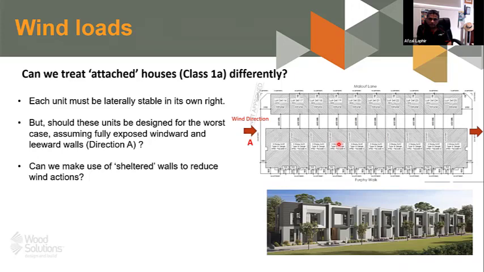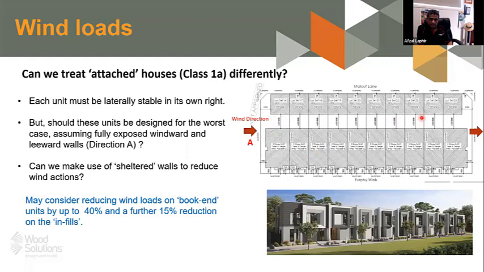These are genuine questions that you can ask yourself, and then you can even talk to an engineer about it. In my personal opinion, there is an opportunity to reduce the wind loading on the bookend buildings, which are the two ends here, by about 40% because they're sheltered, and a further 15-20% on the infill, using sound engineering principles. Even if you take the argument that the building adjacent to them doesn't exist, we can also take into account that the non-existence of those buildings will be for a short term. So would you be designing for a 50-year period with that condition? The answer might be no. So there's every opportunity there to consider reducing wind loads.